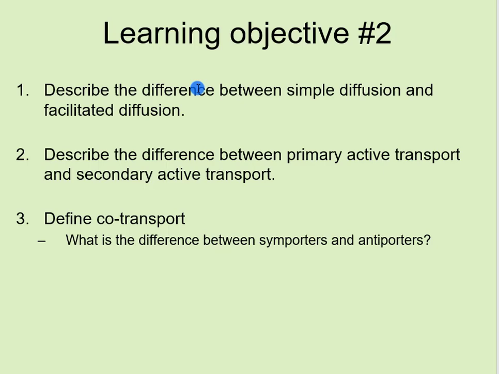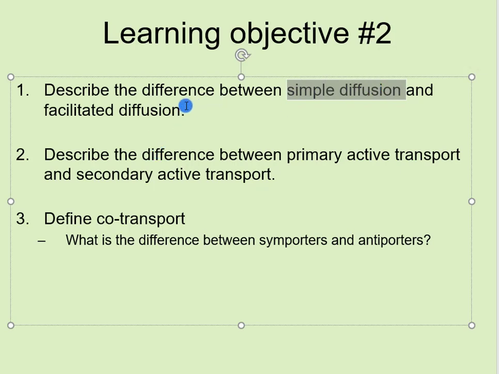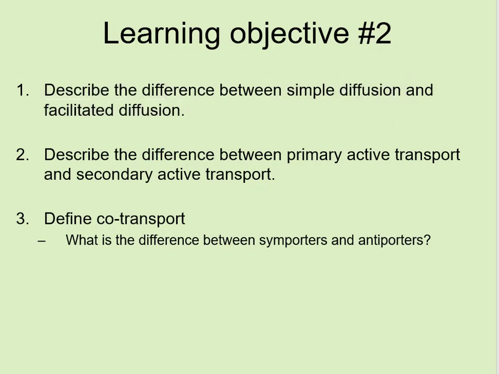And so that's going to be our learning objectives for this video. Number one, we want to describe the difference between simple diffusion and something called facilitated diffusion. Now, simple diffusion, you actually already know that. In the past, I only called it diffusion, but now I'm going to describe it as simple diffusion. Then we're going to talk about primary active transport and secondary active transport. And finally, we want to discuss cotransport and the difference between symporters and antiporters.